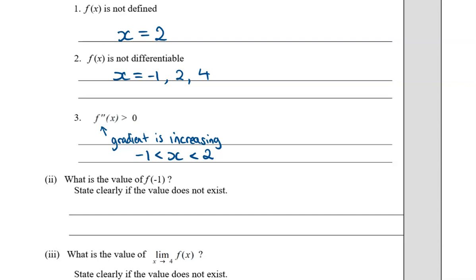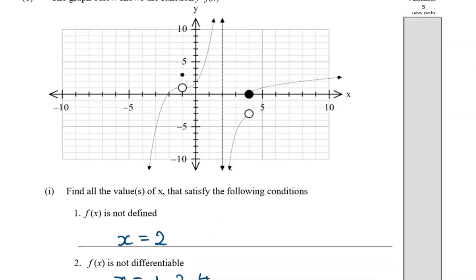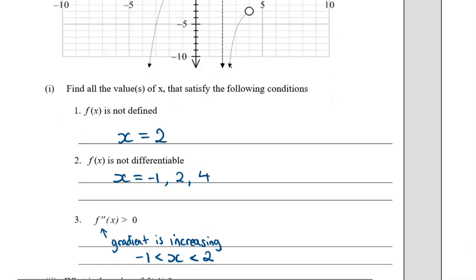Okay, what is the value of f of minus 1? So at minus 1, what is the value defined on this graph? Well, we have that value just here. It's a 3.